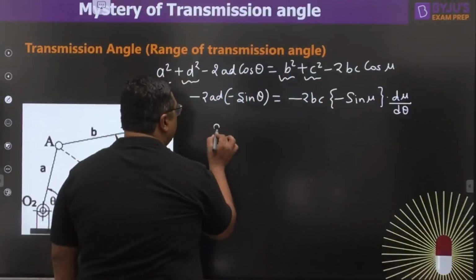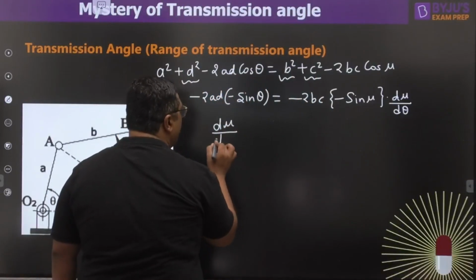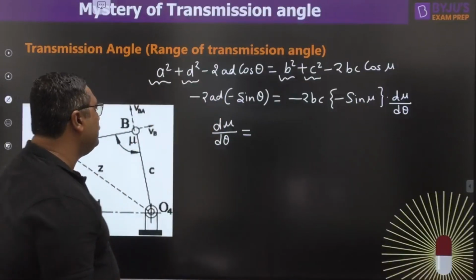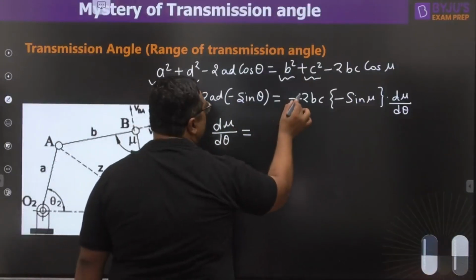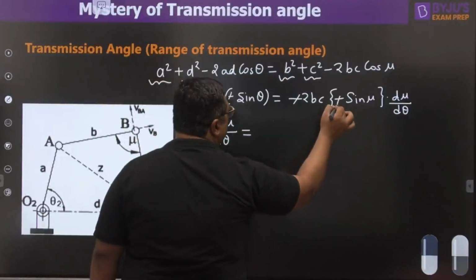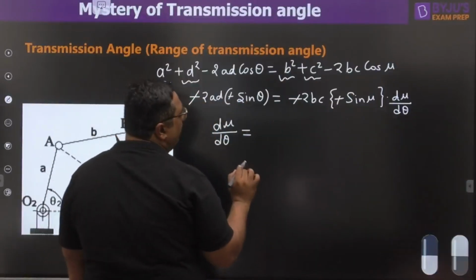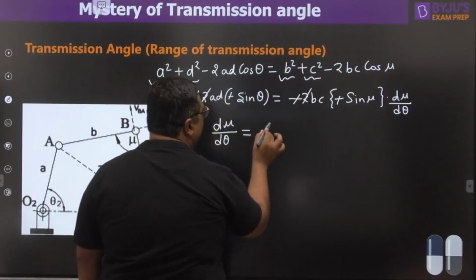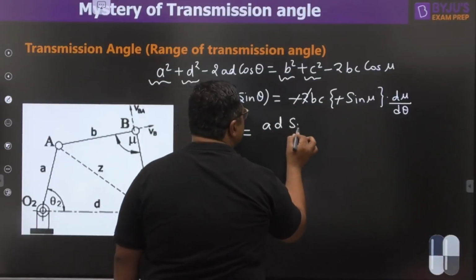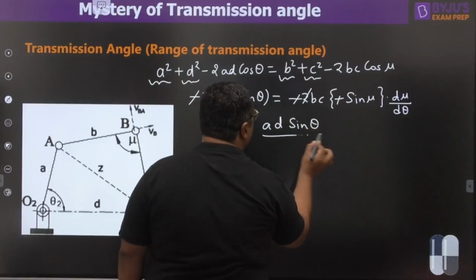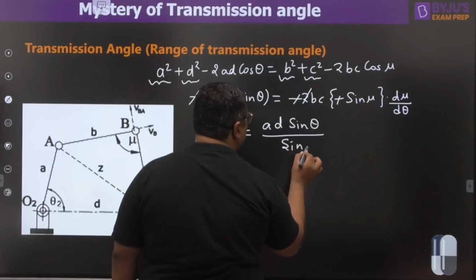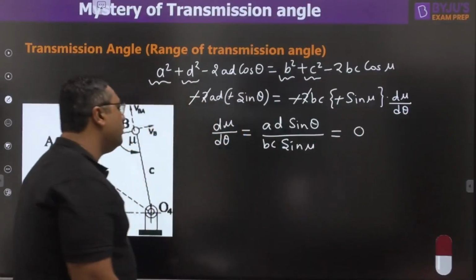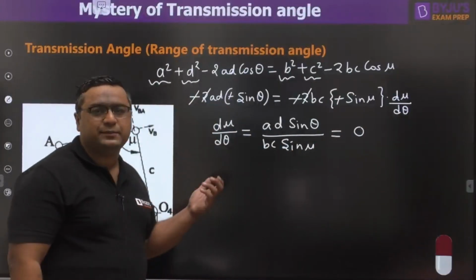So you can write d mu by d theta as, minus minus will get cancelled out, this minus minus will also get cancelled out, and the 2 will also get cancelled out. So you will have AD sin theta divided by BC sin mu. You will put it equal to 0 because you want to maximize or minimize mu.